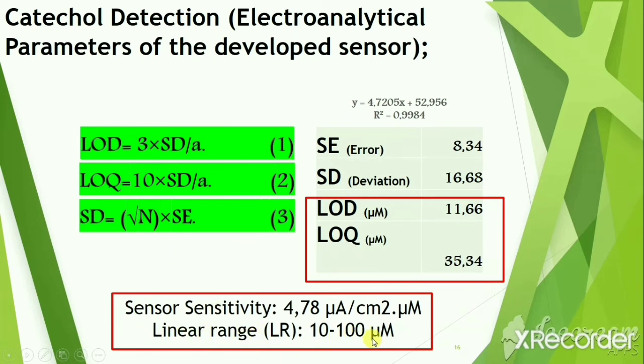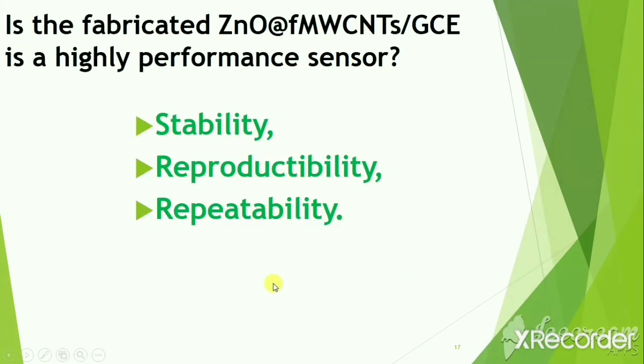100 micromolar. To determine the other analytical parameters, limit of detection for example, we used these equations using MATLAB or Excel to find them. So the sensor showed a low LOD around 11 micromolar and also a low limit of quantification around 35 micromolar. Now, do you think the sensor is a highly performant one or not?